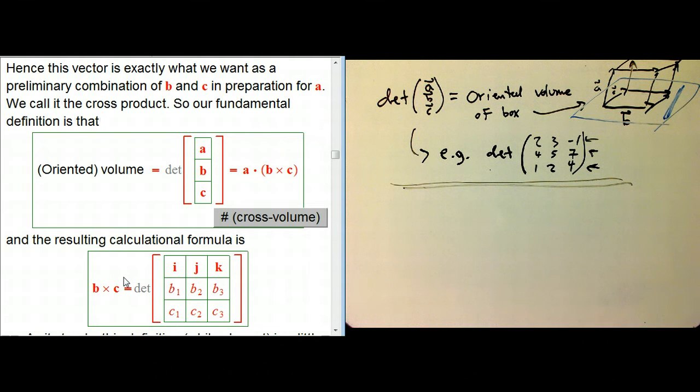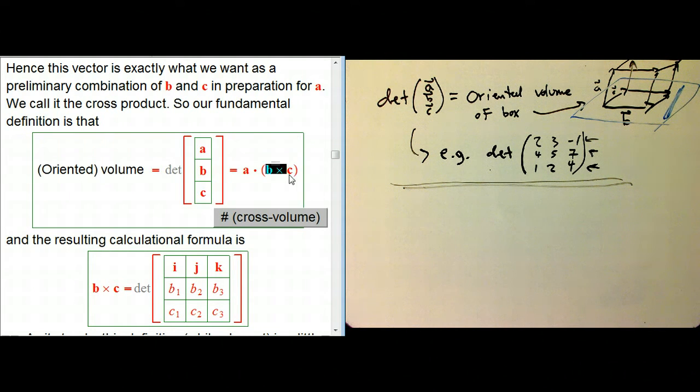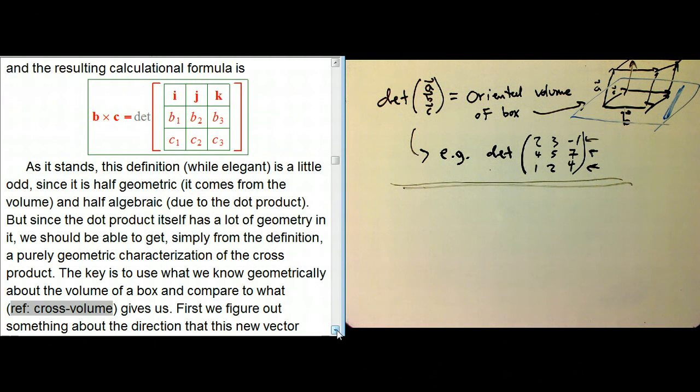So this is how we're going to calculate it most of the time from components. But this is really the heart of it. The meaning of the cross product is it's a vector that you create out of two vectors, b and c, so that when you then bring a third vector in, it's very easy to calculate the volume of the resulting box. And all of the properties of the cross product can come out of that.